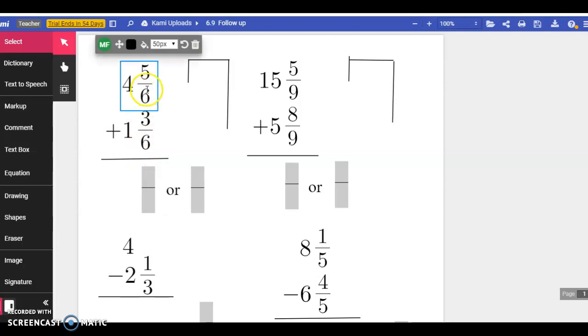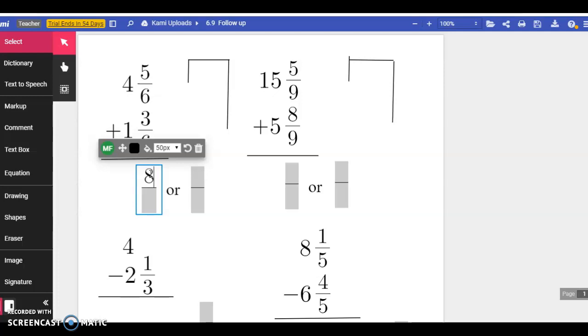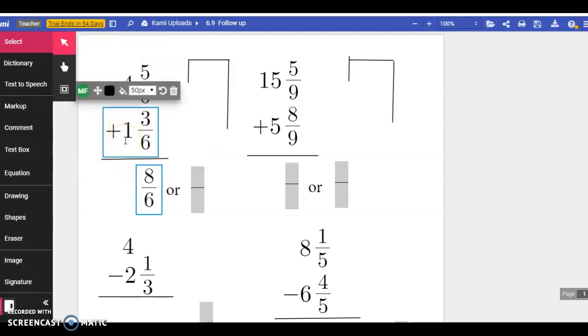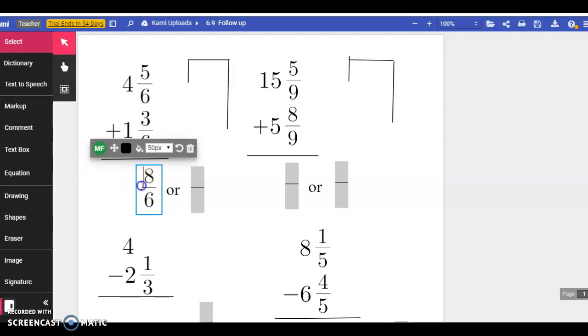So we start, 5 plus 3 equals 8. And remember, our denominator stays the same. So we have 8/6. 4 plus 1 equals 5. So we have 5 and 8/6. Now remember, if your numerator is larger than your denominator, we need to divide because that's more of a whole.